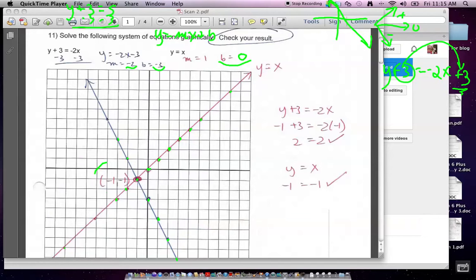They meet at the point -1, -1, there it is. And then you have to come over here and, to Mr. Frank, do the check. Where you plug in the -1 for x and the -1 for y.